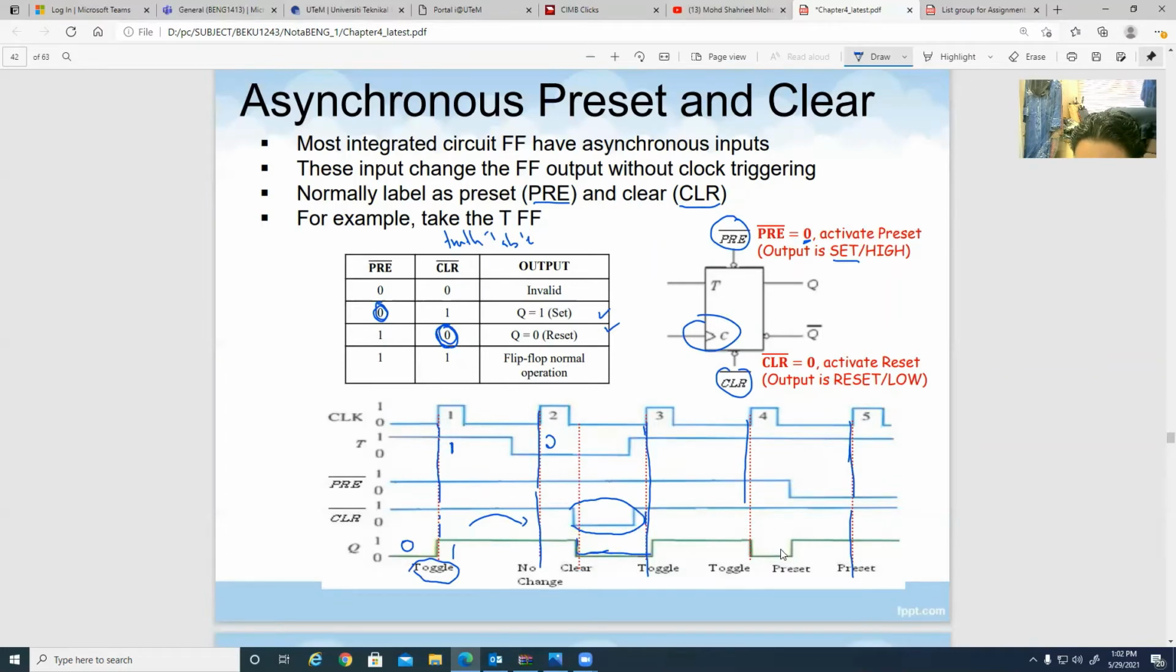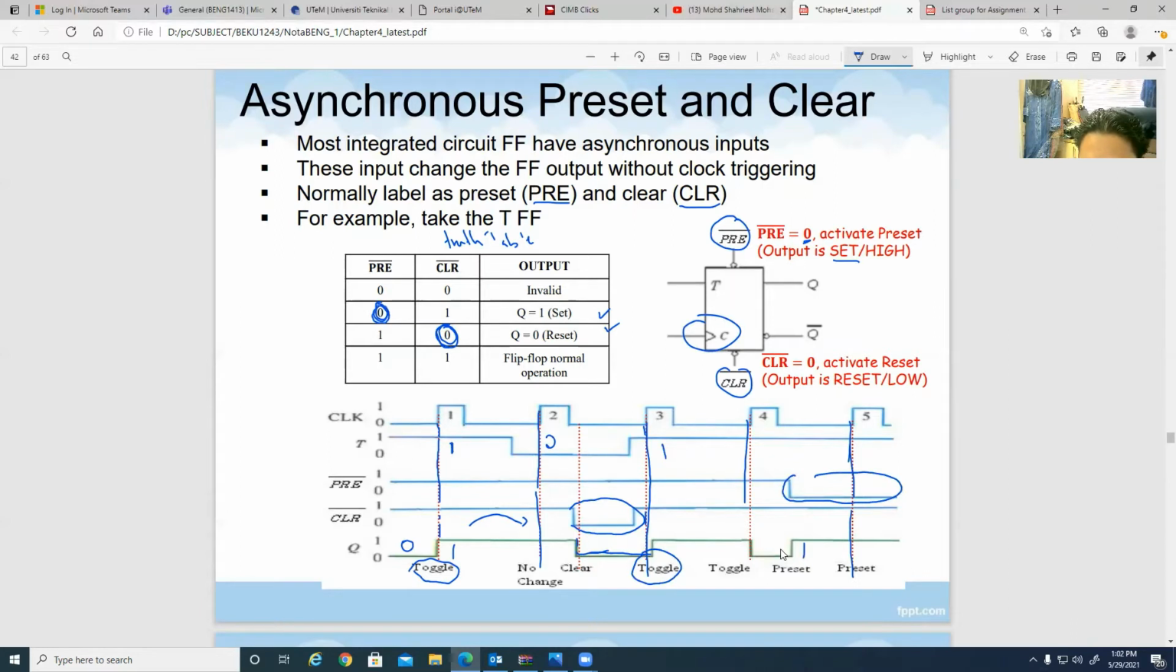Until the next, you can see the 1 will toggle here, until the next is 1, that's why it toggles. And then this one will be activated, so we activate the set. Before this it was 0, now it will be 1 because of the set, because PRE will be activated here.